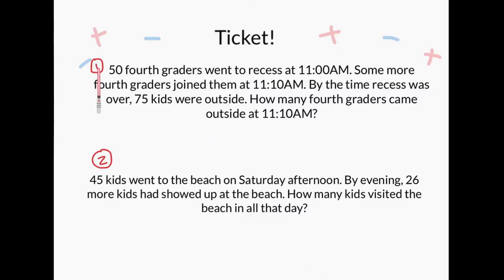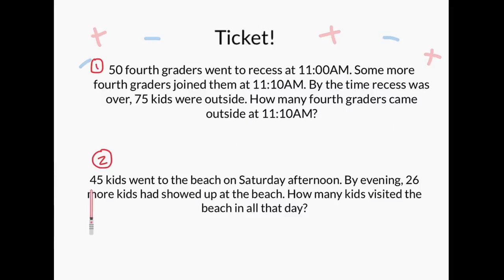Number 1 says, 50 fourth graders went to recess at 11 a.m. Some more fourth graders joined them at 11:10 a.m. By the time recess was over, 75 kids were outside. How many fourth graders came outside at 11:10 a.m.? Please write an equation and then solve for the missing part of this problem, which is asking how many fourth graders came outside at 11:10 a.m.